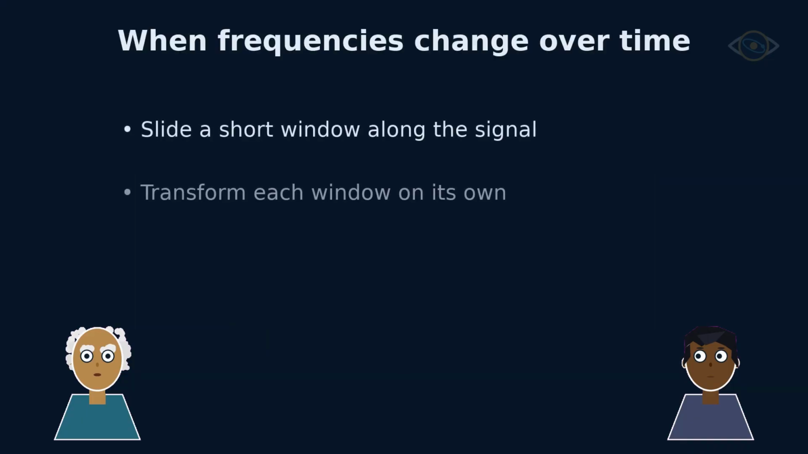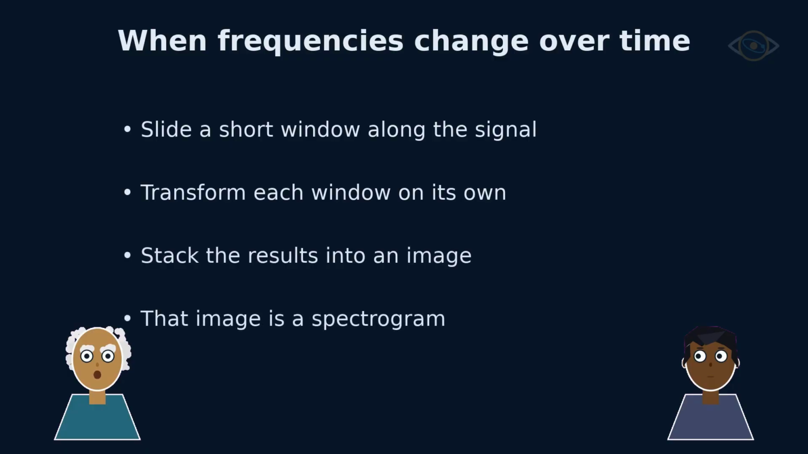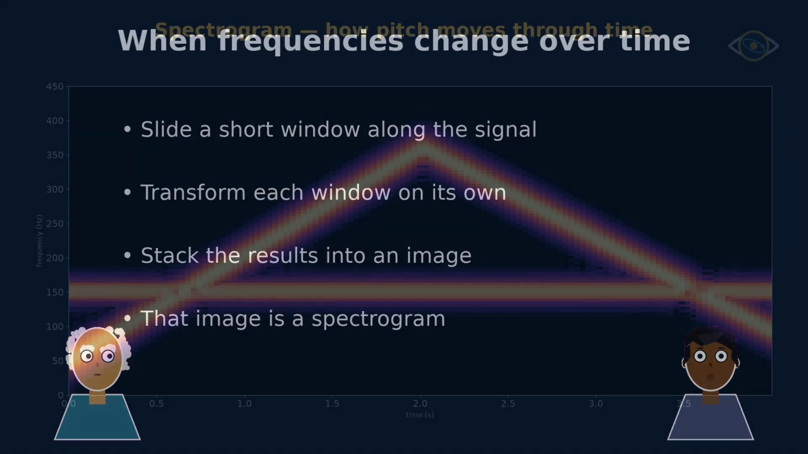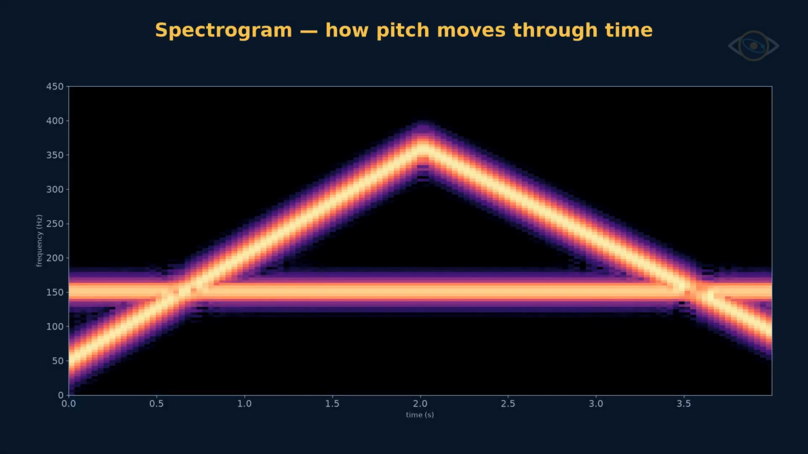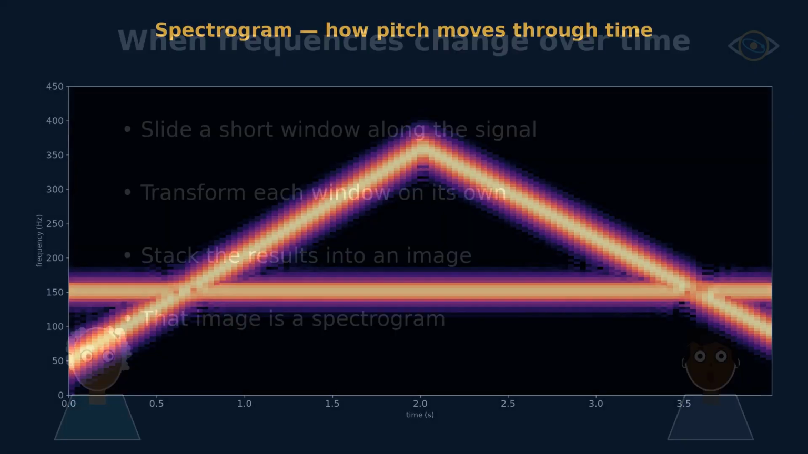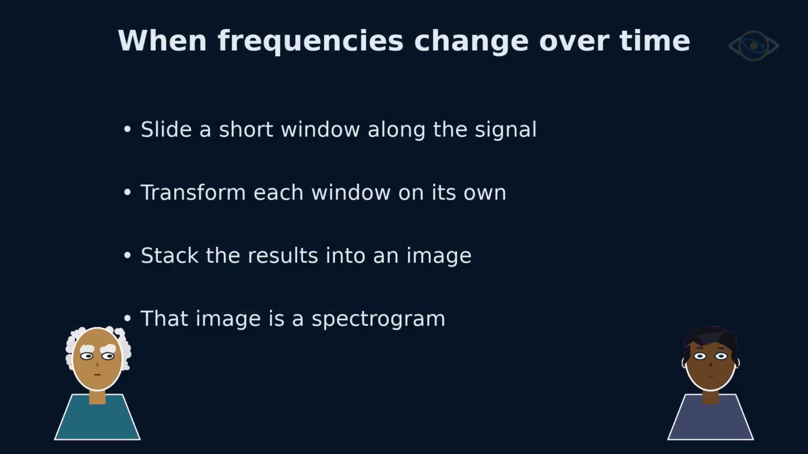Music isn't one fixed set of frequencies. It changes. So we slide a short window along the signal, transform each little piece, and stack the answers. That's a spectrogram, the colorful picture that shows pitch rising and falling over time, like a visual score.